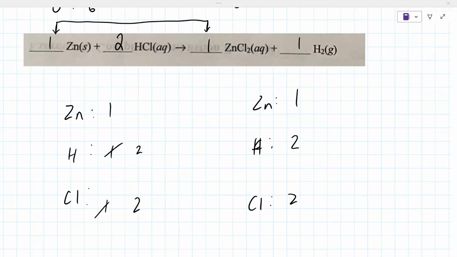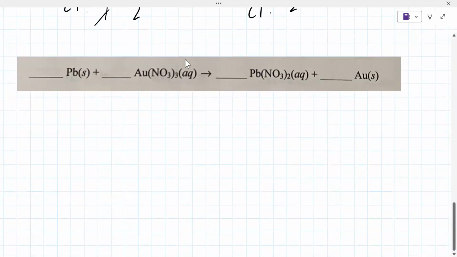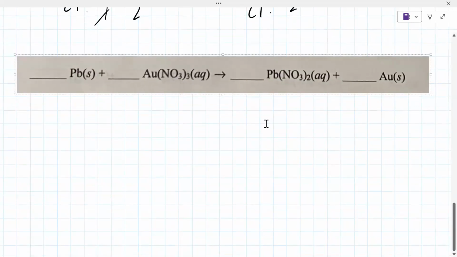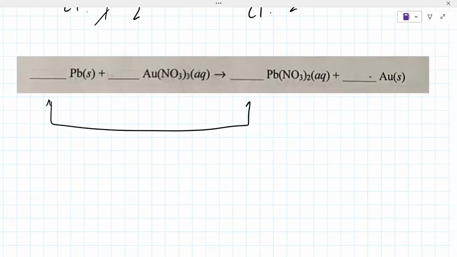Okay, so this one's got more going on. One of the things I noticed is that PB and PB are here, and they're the same. I don't know what to call this number underneath, but because they're the same, you know that whatever goes in front of PB is also going to go in front of here. Same with AU. So you kind of know that these are going to match, and that helps you when you change some numbers.